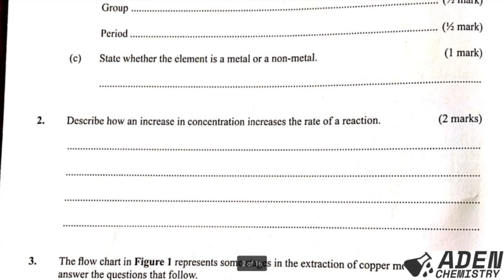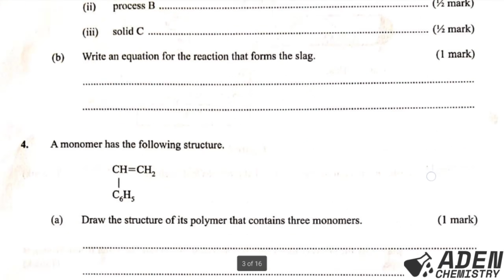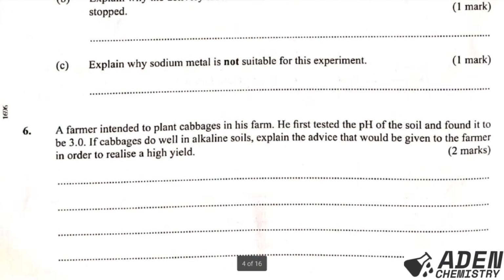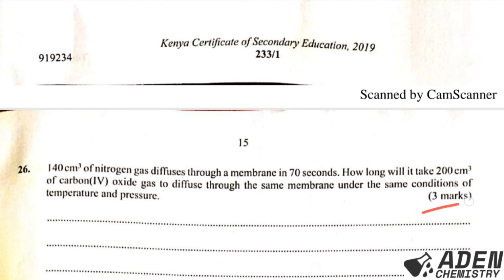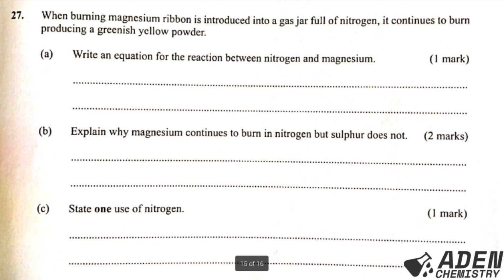Let's proceed to question 2. Question 2 is carrying 2 marks. So we don't want this place. We want to go to the last part. That's question 27. Here we're having question number 26. It's carrying 3 marks. Check the paper. It is chemistry paper 1, the year 2019. We proceed to see question 27, and you see the number of marks that it has. So here we're having 1 mark for part A, 2 marks for part B, then 1 mark for part C. So this one will give us a total of 4 marks.